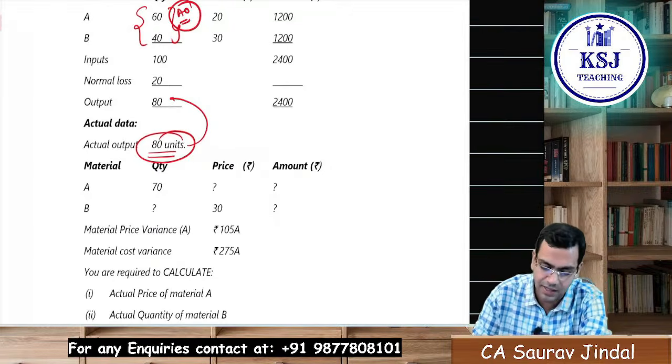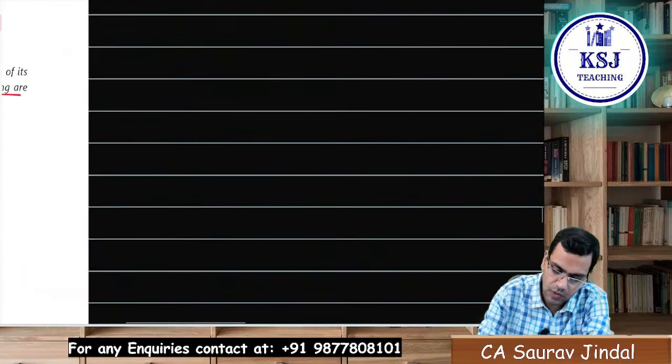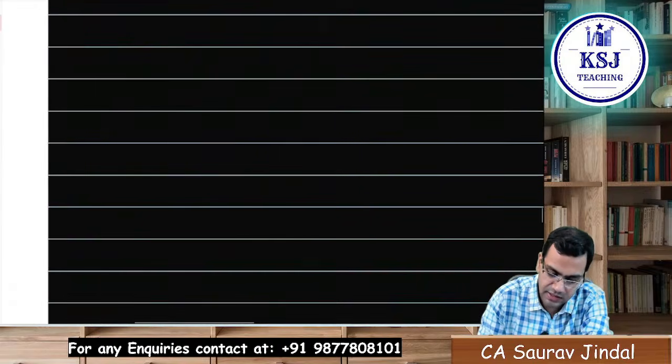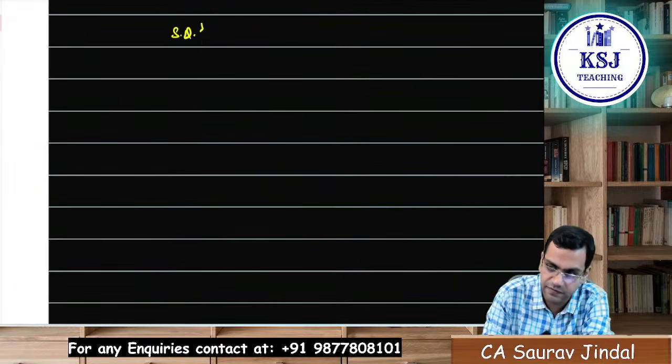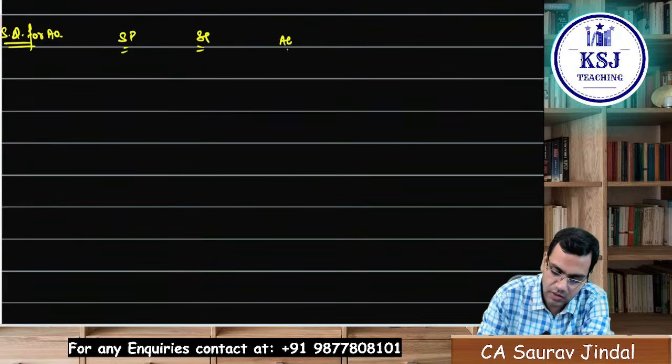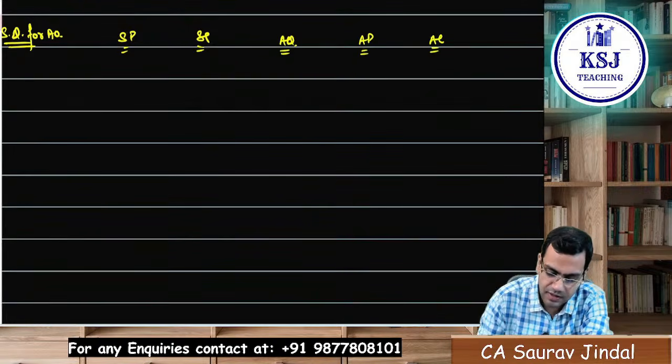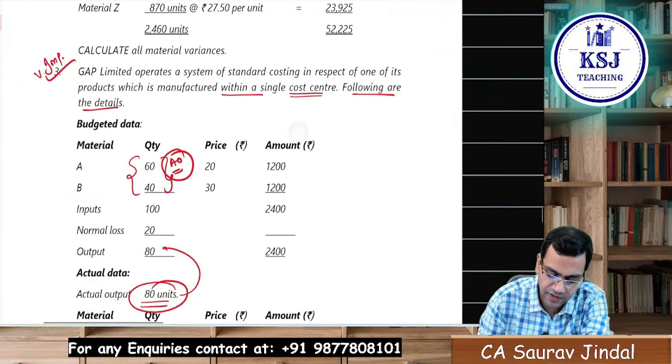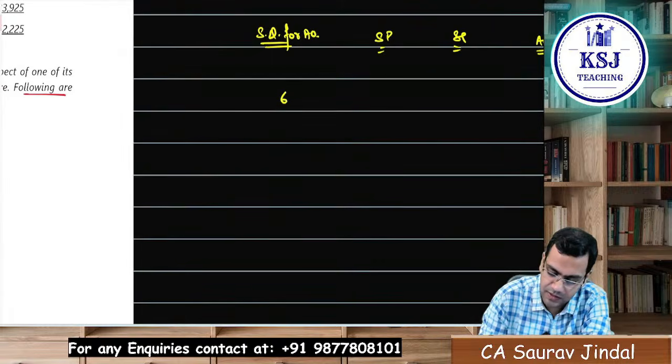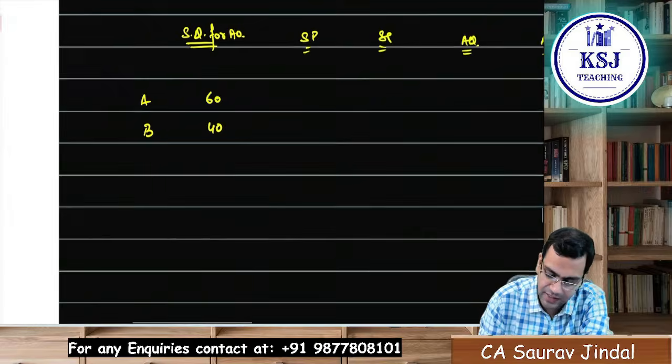So let's prepare the table and then try to identify what we can do. That is the standard, there are two raw materials now. Standard quantity for actual output, standard price, standard cost. Actual quantity, actual price and actual cost, right? Then we have the revised standard quantity. What is the standard quantity for actual output? That is 60 and 40 for A and B. Standard price is there, 20 and 30.